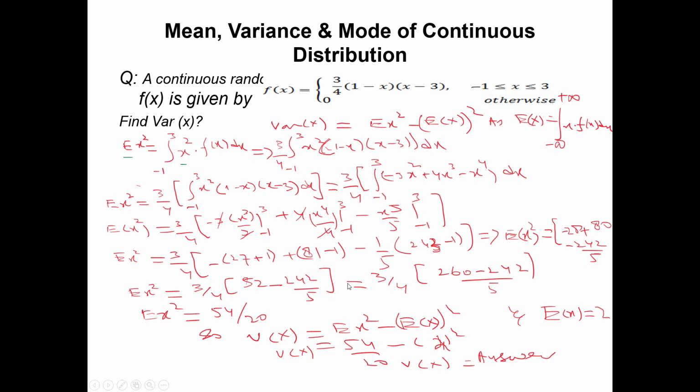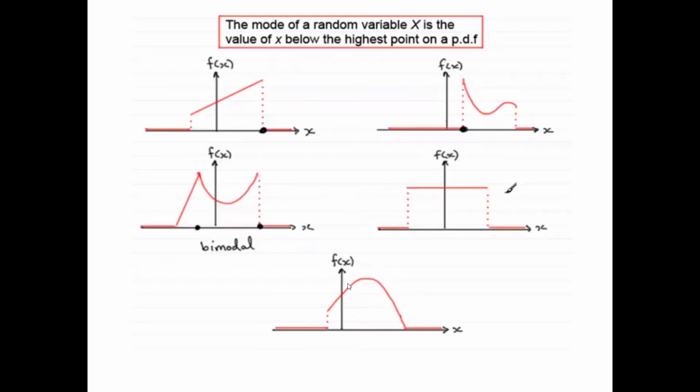I will give you some more examples, some more questions in the assignment. You need to solve those in order to further understand the concept of mean and variance, how you will calculate mean and variance of a continuous probability distribution.